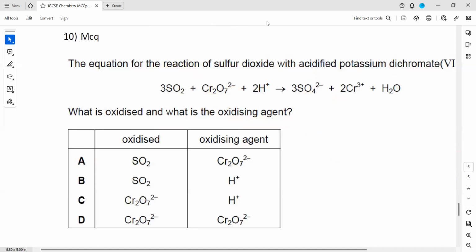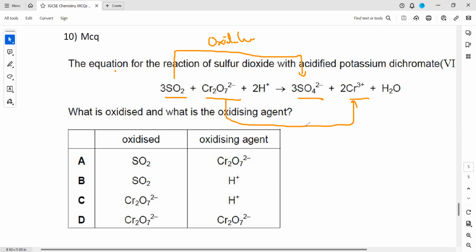When there is an increase in oxygen, what do we call this change? Oxidation. Sulfur dioxide is SO2, with 2 oxygen, and the sulfate ion has 4 oxygen. So what happened in terms of oxygen? It increased, so we call that oxidation. Cr2O7 becomes Cr. What happened in terms of oxygen? It decreased, so this is a reduction, or it is an oxidizing agent. So again, with reference to that, you will also get A.